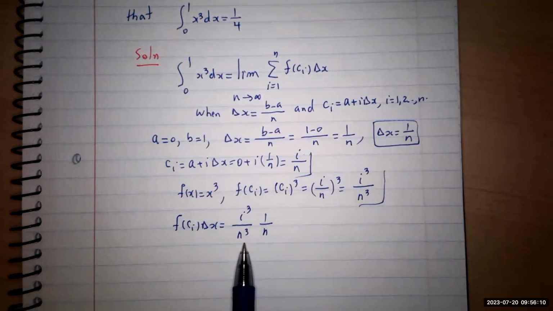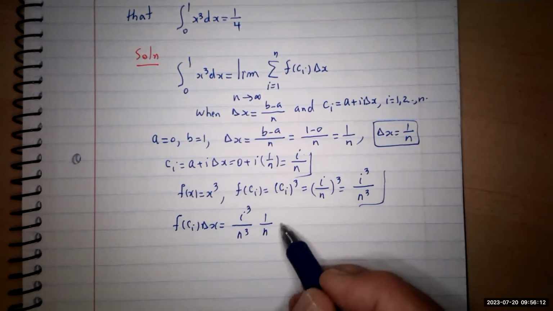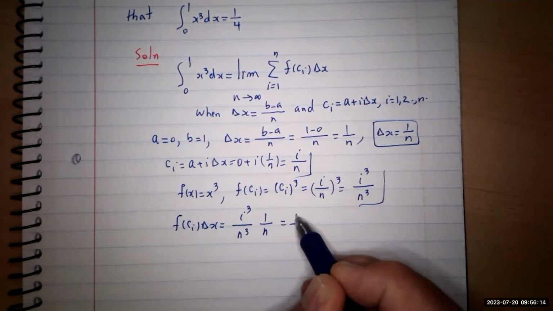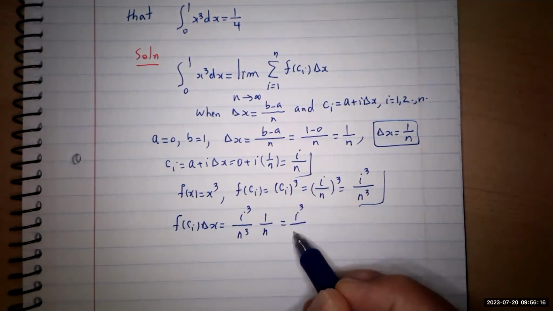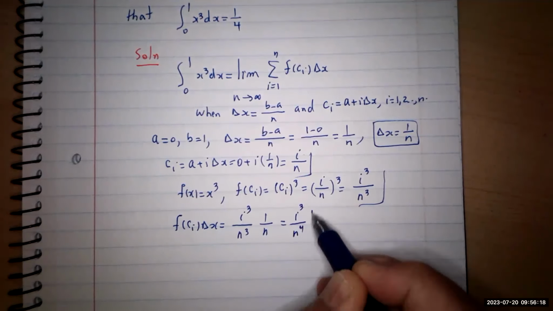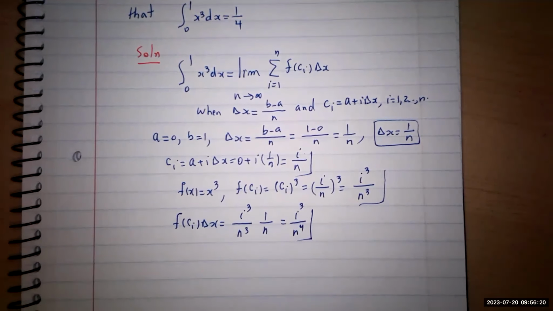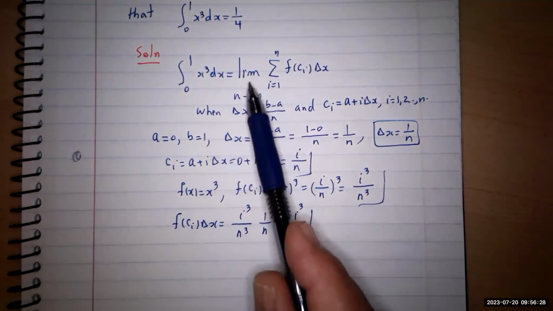I multiply them together. There is nothing to be simplified. So the top would be i cubed, and the bottom would be n to the 4th. This is f of c_i delta x. It's like, when you do those partitioning problems, finding the area of one of the rectangles. Now find the sigma.